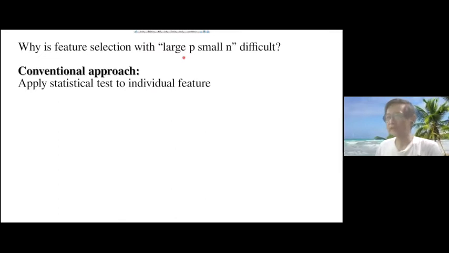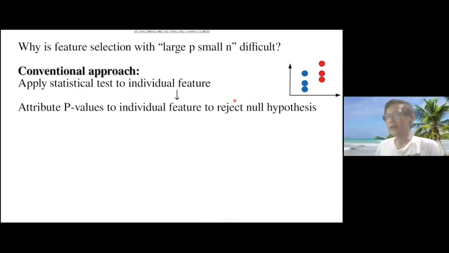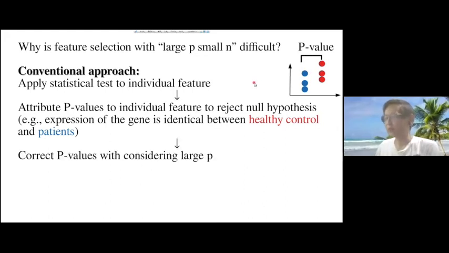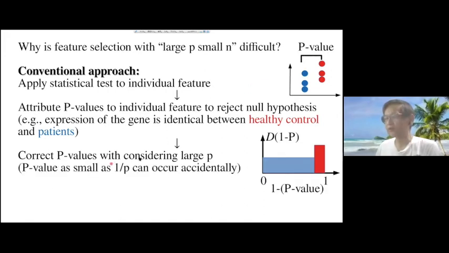Then why is feature selection with large P, small n difficult? Because in the conventional approach, we apply a statistical test to each individual feature. Here there are two classes, and we attribute a p-value to each feature to reject the null hypothesis. Typically, the null hypothesis is that there is no difference between healthy controls and patients. Then the obtained p-values must be corrected because we have a huge number of features, and if P is huge, small p-values can occur accidentally.